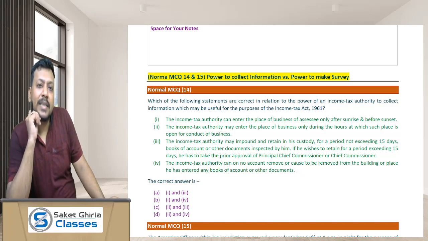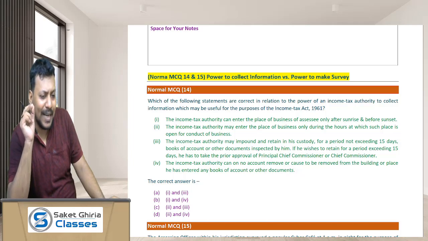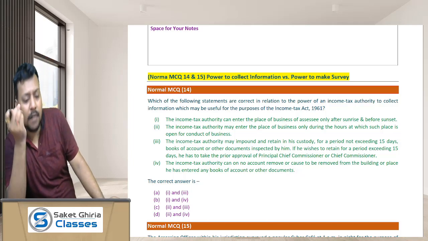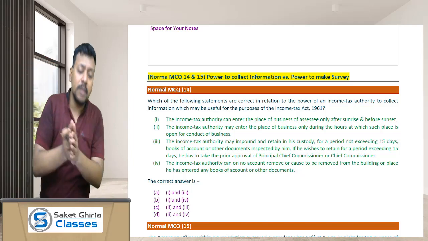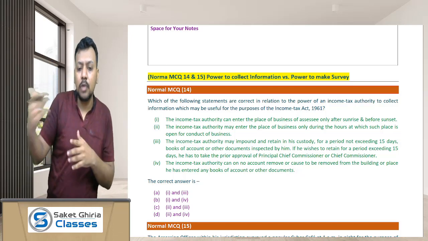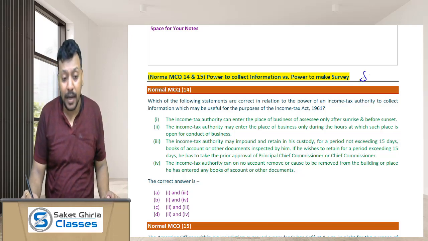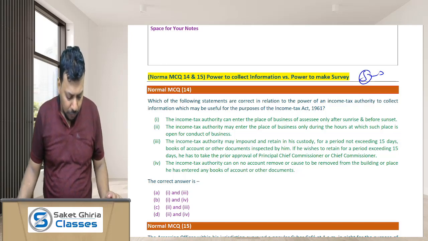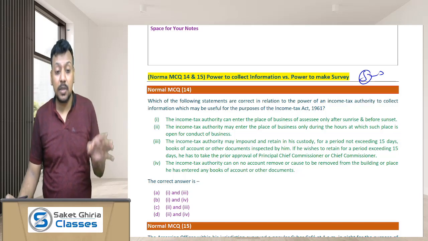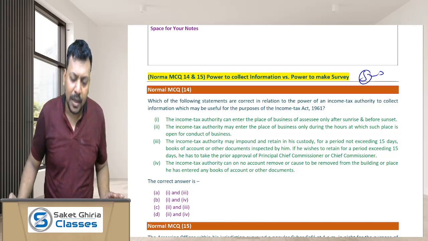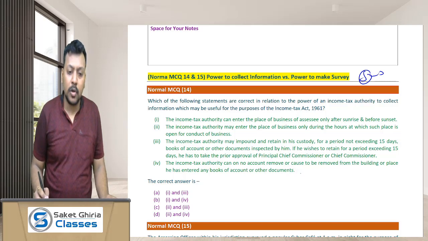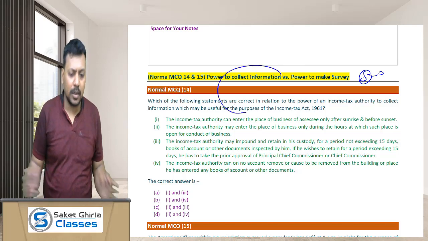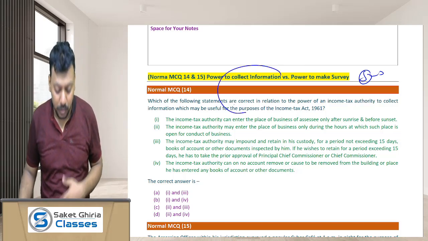Okay, but yeah, they cannot remove or cause to remove any books of accounts etc. from your premises. If they want to remove any books of accounts etc., then they have the option that they should make a survey under section 133A of the Income Tax Act, or they should make a raid under section 132 of the Income Tax Act. Okay, but if they want to collect only certain information, then they cannot remove any books of accounts or documents from your place.